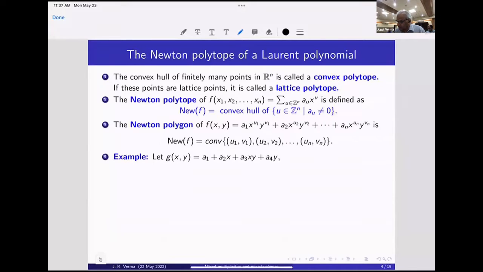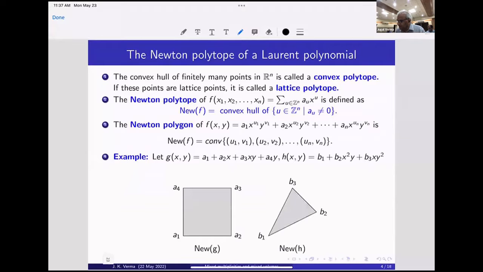For example, if I take g equal to a1 plus a2x plus a3xy plus a4y, this is a polynomial of degree 2, and h, another polynomial of degree 3, and these coefficients bi's and ai's are non-zero, then the Newton polygon of g is this square, and Newton polygon of h is a triangle, the solid triangle. It's a convex set. So these are the Newton polygons of these polynomials. So there is no attention paid to the coefficients, and we get nice convex polytopes, which are representations of these polynomials.